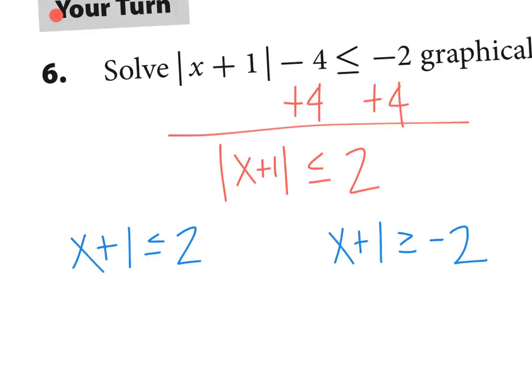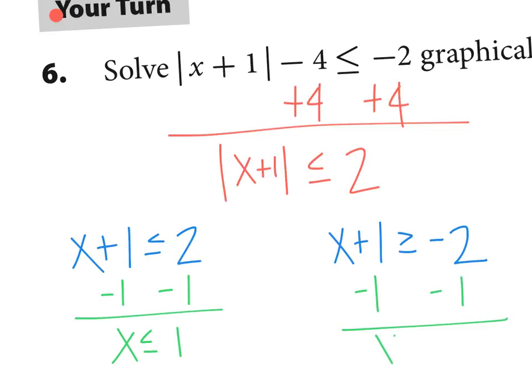Okay, how do I solve this first one? X plus 1 is less than or equal to 2. Minus 1, and you get x is less than or equal to 1. And then how do you solve the second one? Minus 1, so x would be greater than or equal to negative 3.